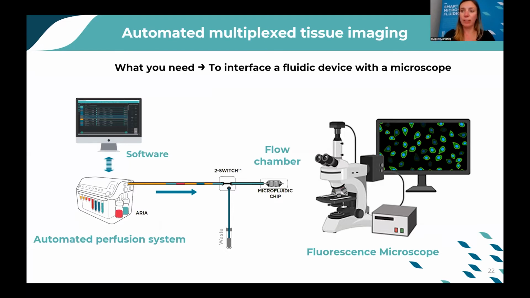So what you need is to interface a fluidic device with a microscope. So you create your protocol using the ARIA software, as I showed you, and that will then control the automated perfusion system to sequentially deliver fluids into a flow chamber or a microfluidic chip that is placed onto the fluorescent microscope. And this will interact with our perfusion system.